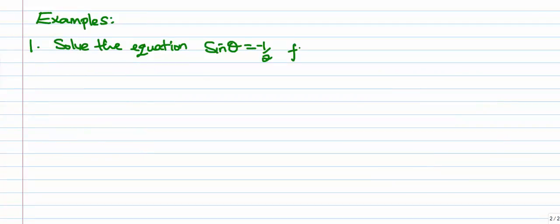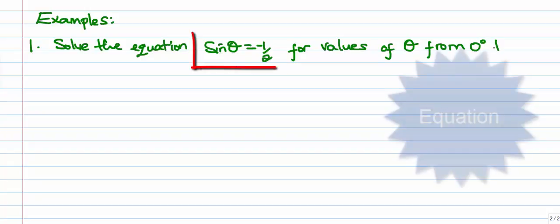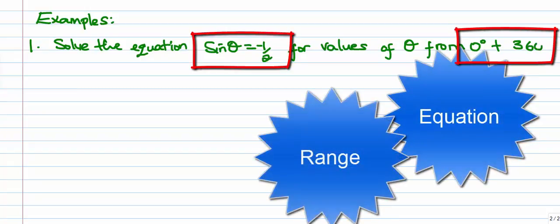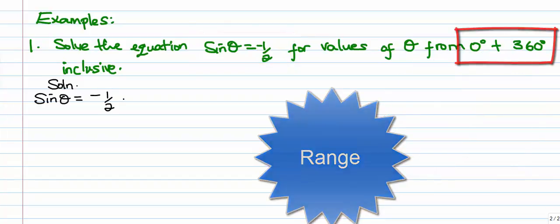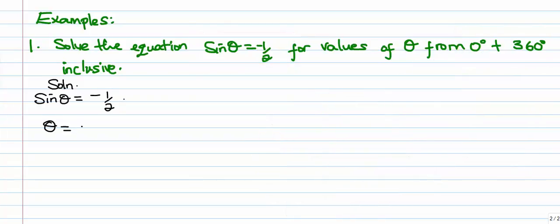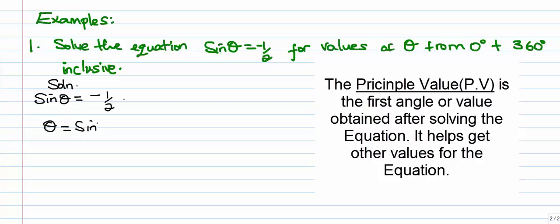In our first example this morning, we are going to solve the equation sine theta is equal to -1/2 for values of theta in between 0 and 360 inclusive. And of course, in our solution we shall find the first angle, which we call the principal value. The principal value is the first angle you obtain after solving that particular equation.